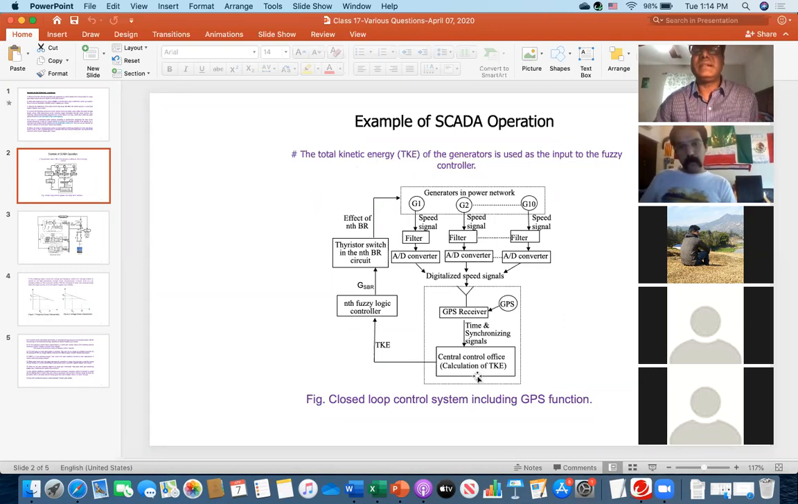And that total kinetic energy signal is required by this fuzzy logic controller. I mean, whatever the control structure is, that fuzzy logic controller requires the TKE signal. Now, you see it is collecting speed signals. There are 10 generators, G1 through G10. All are scattered, all are dispersed, all are not located at equal distance with respect to the central control office. Now the question is, while collecting signals, can there be any time delay or communication delay, you think?